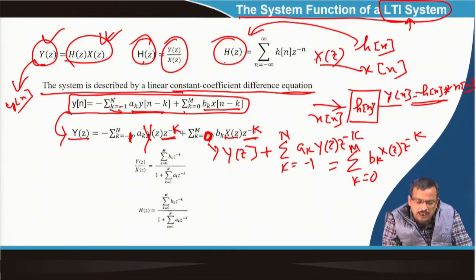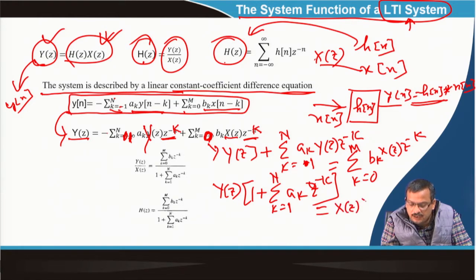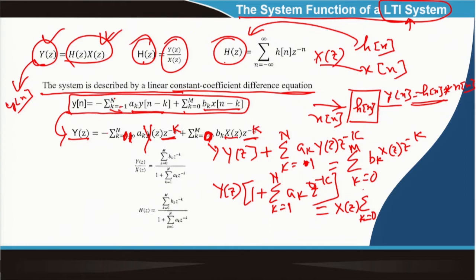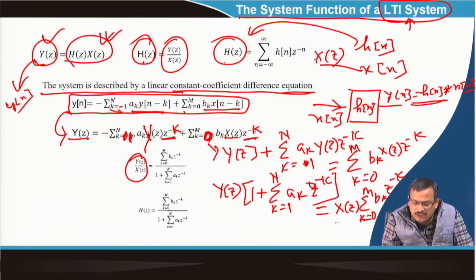Okay. Now, if I say that, what is Y(z)? Y(z) is nothing but 1 plus summation k equal to 1 to N a_k Y(z) z to the power minus k. This side will be equal to, I can say X(z) is outside, summation k equal to 0 to M b_k z to the power minus k. Now, if I want to calculate Y(z) by X(z), this will be on top and this side will go down.